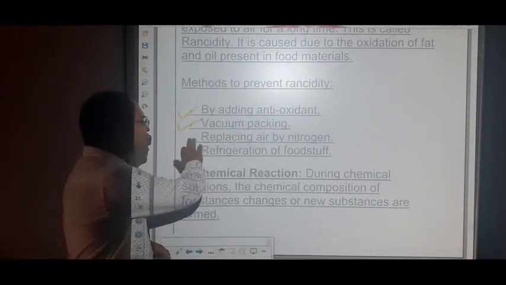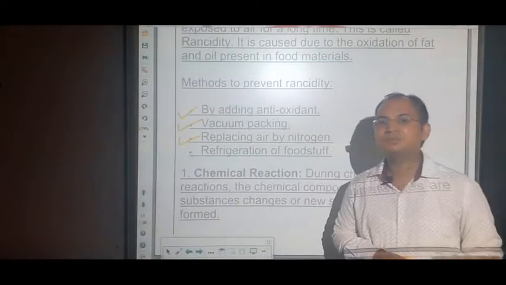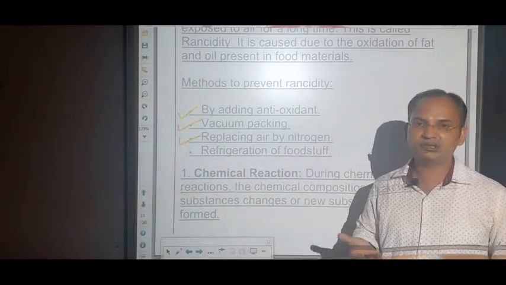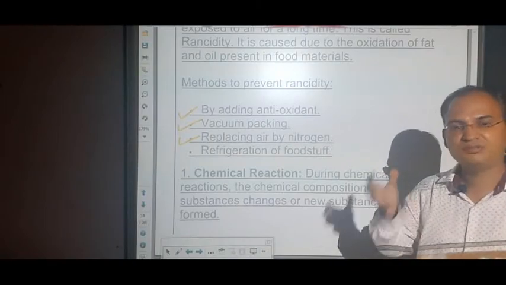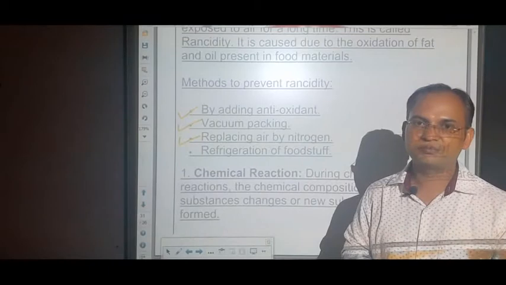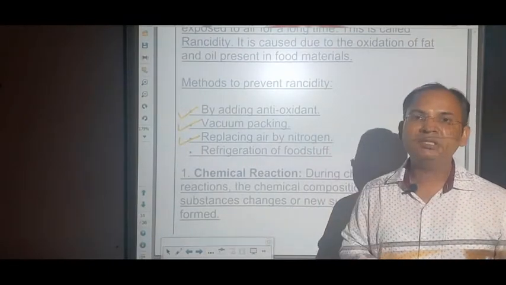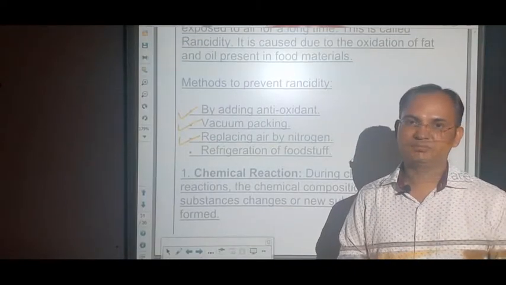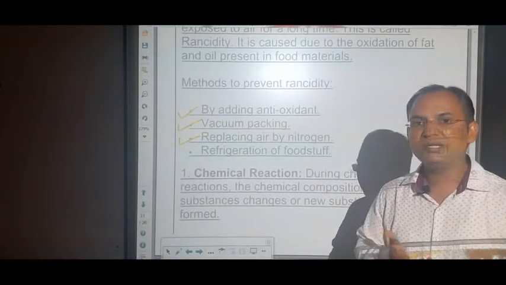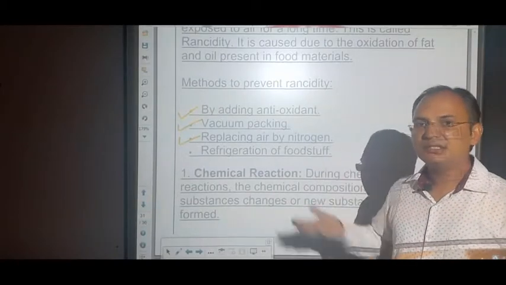Third thing is replacing air by nitrogen. It is also an important method, students, because nitrogen gas is readily available to us, because it is the major constituent of the air around us. It is present at about 78% in air. So we can easily extract nitrogen gas, and as you know, nitrogen is an inert gas. Nitrogen does not react easily with any substances. So whenever nitrogen is filled in the food packaging, then rancidity will not take place.